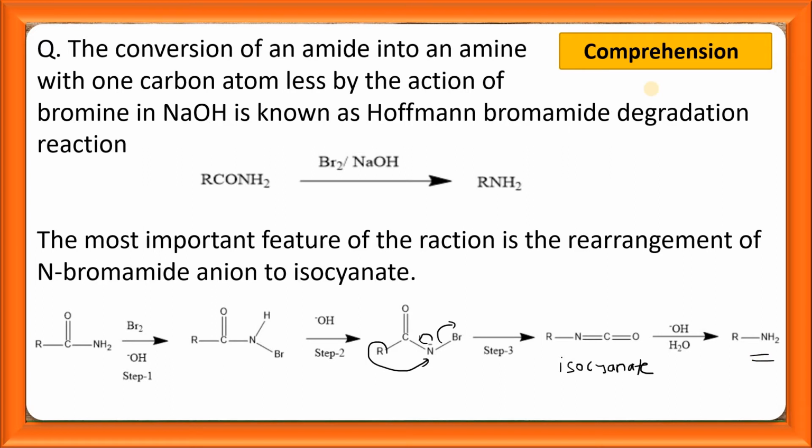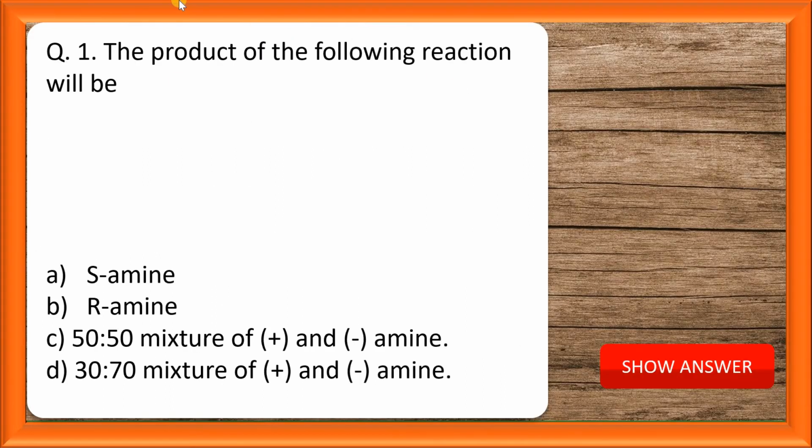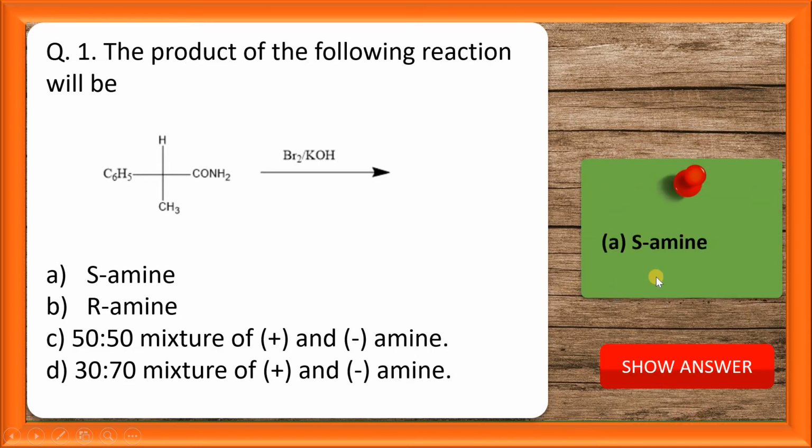So let us see the questions based on this. This is question number 1. The product of the following reaction will be. So this is the reaction. In this reaction we are asked to find out the stereochemistry of the amine, and the answer for this is option number A, that is S-amine. So let us see the solution for this question.